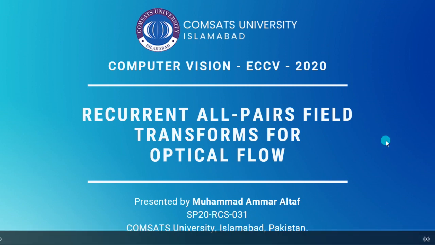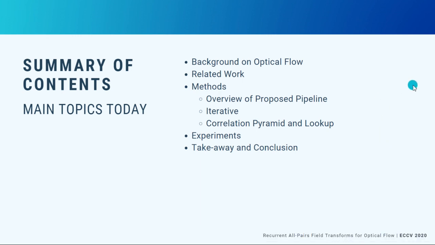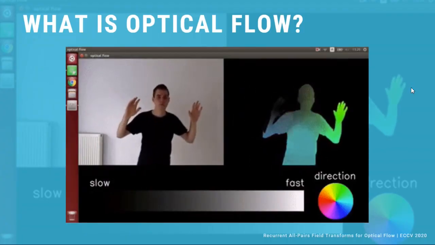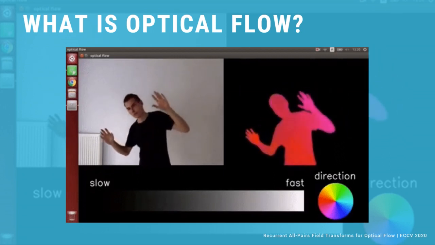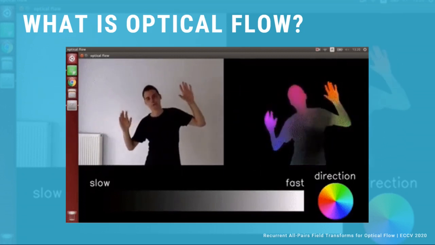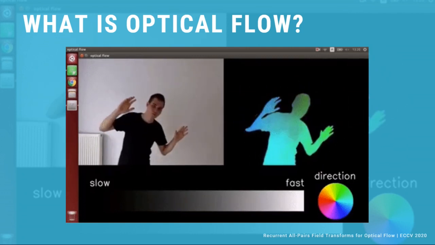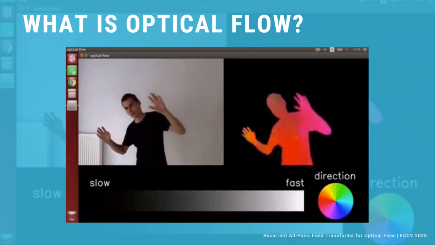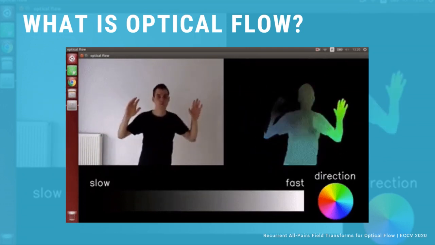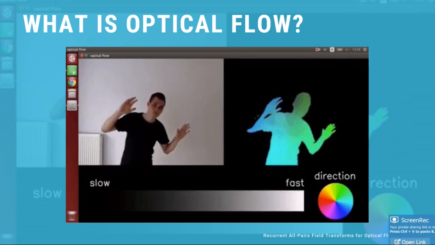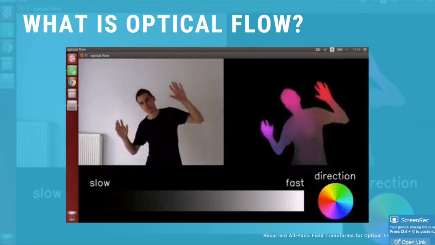Here is the list of topics that I am going to cover in today's presentation. Firstly, I will quickly explain what optical flow is. Basically, it is the motion of objects between consecutive frames of a sequence. It calculates the relative motion between the objects and the scene. It does that by using the temporal structure found in a video in addition to the spatial structure found in each frame.